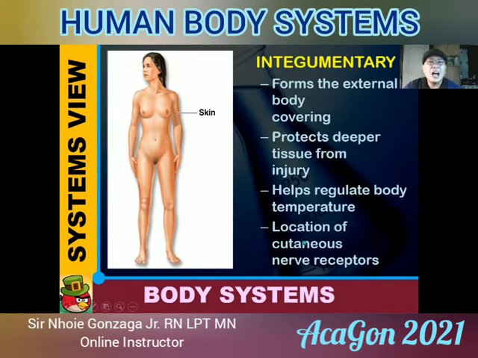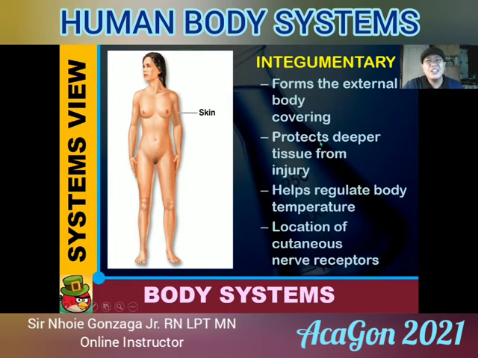First, you will have your integumentary system. Okay? The basic thing that we're studying here is actually the skin, the covering of the body. So you will have here, integumentary system actually forms the external body covering. And what is covering your body? This one. It's the skin. Okay? The skin. So, what are the functions of the integumentary system?